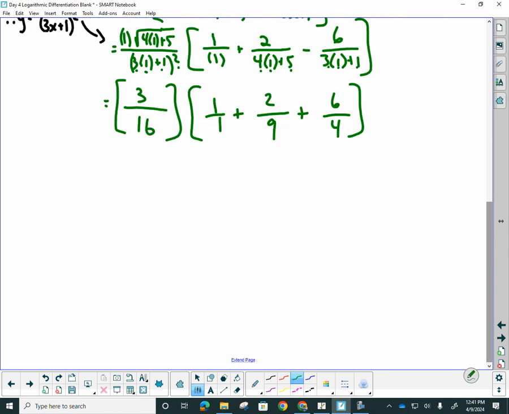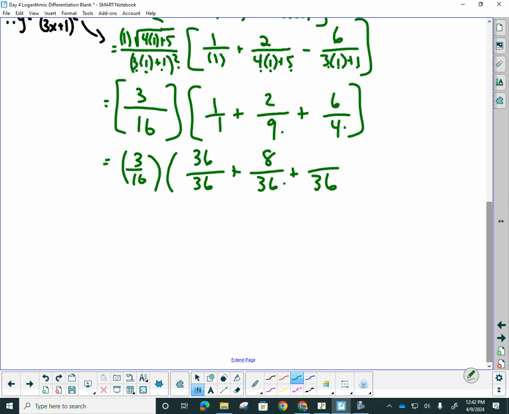And now maybe you'll go to your calculator, maybe you'll go however. I'm just going to finish it off quickly. So I need a common denominator of 36 with these. So that'd be 36 over 36. 9 times 4 gets me 36, so 2 times 4 is 8. And then 4 times 9 is that, so 9 times 6 is 54. Common denominator, so I keep the denominator and add the numerators. 36 plus 8 minus 54 is negative 10.